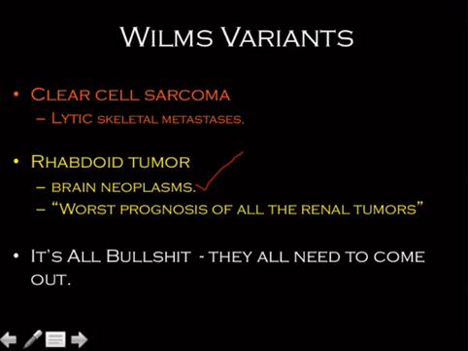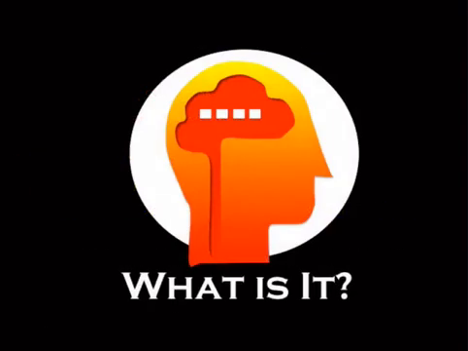But for the purpose of multiple choice, if I show you a renal mass in a 3-year-old with lytic skeletal mets, you're thinking clear cell. Adrenal, remember that, of course, neuroblastoma can go to bone, so that would just be a situation where renal mass plus lytic lesion equals clear cell.